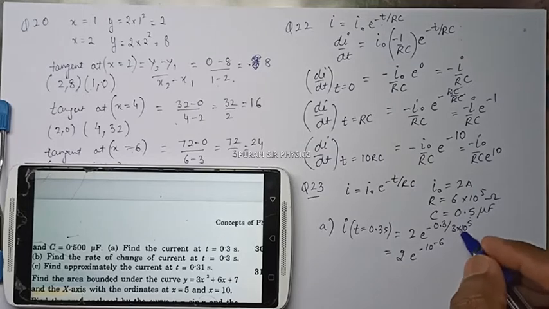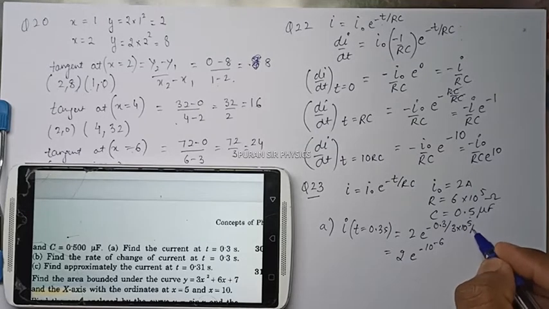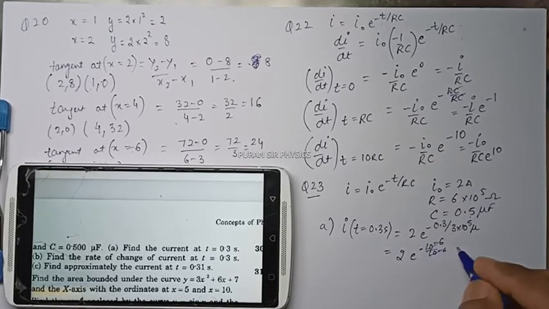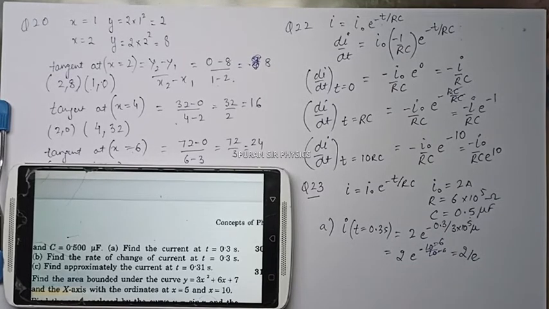10 raised to power minus 6, and here there is micro also. So 10 raised to power minus 6 will cancel out, so we'll get 1. So we'll get E2 by E. So this is the answer of part A.